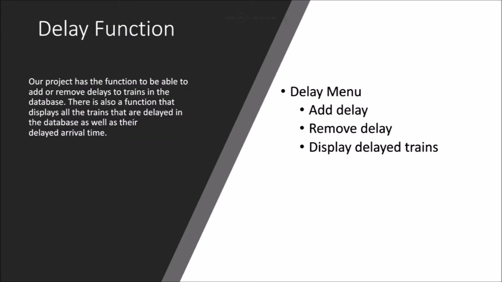Alright, next is our delay menu function, which can be accessed by admins through the admin menu. The delay menu will allow admins to add a delay to a train by entering the train's ID and entering the delayed arrival time for that train. Through the delay menu, admins will be able to remove a delay from a train as well by entering the train's ID, which will reset the delayed arrival time for that train.